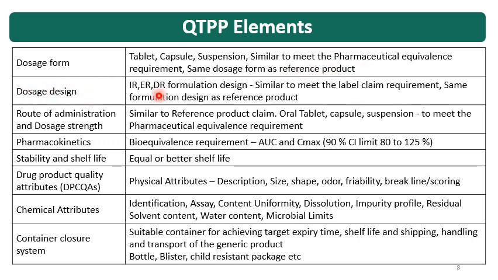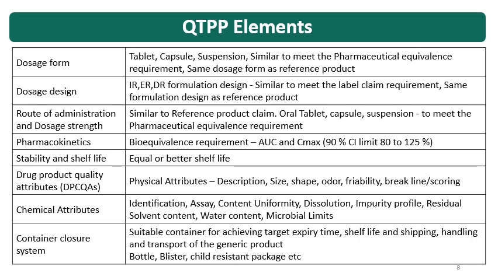Then dosage design. Dosage design means the release profile, maybe IR, ER, DR formulation design, similar to meet the label claim requirement. If the innovator labels the product as ER, the generic product also should be the ER type of formulation, the same formulation design as the reference product. This is the dosage design. Then route of administration and the dosage strength. So strength of the formulation will be equal to the reference formulation, similar to the reference product claim, oral tablet, capsule, suspension, for example, to meet the pharmaceutical equivalence requirement. Then pharmacokinetics.